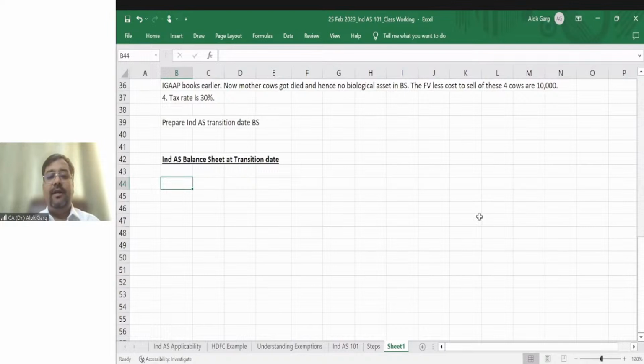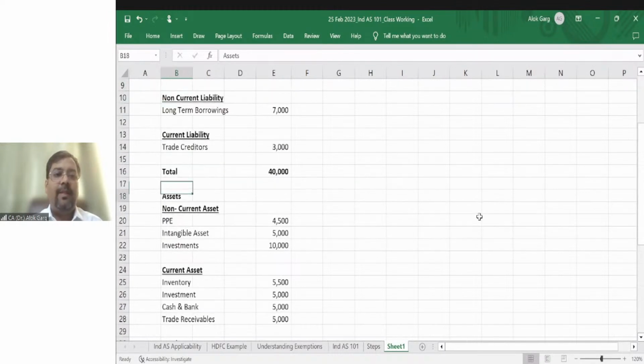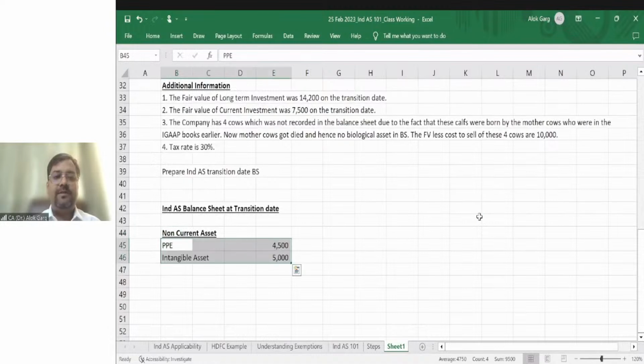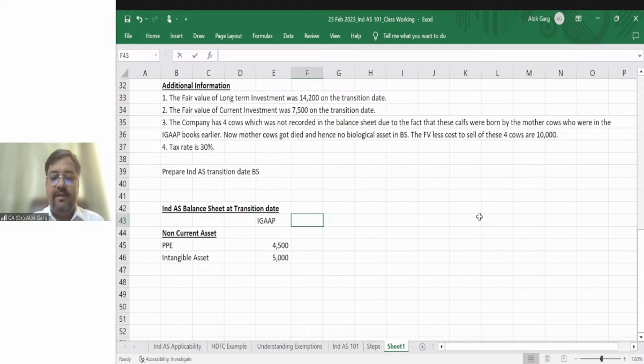In the Ind AS balance sheet, we start with non-current assets. Under non-current asset, first of all, PPE will be there and intangible asset will be there, right? No information has been given for PPE or intangible asset, right? So this is the IGAAP number. First of all, this number is the IGAAP number. I'll write this column as IGAAP. I'll write this column as Ind AS adjustment.